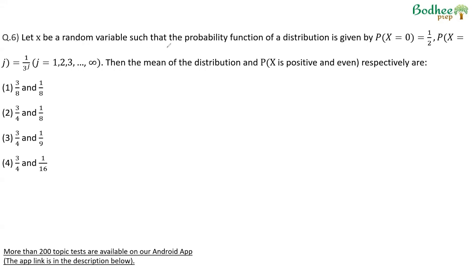Let x be a random variable such that the probability function of a distribution is given by P(x=0) is 1 by 2, P(x=j) is 1 by 3 raised to power j, where j is 1, 2, 3, and so on up to infinity. Then the mean of the distribution is to be calculated, and P(x is positive and even) is to be calculated.